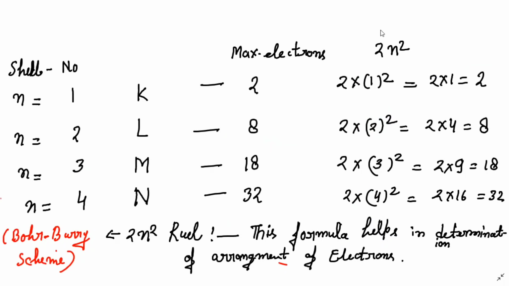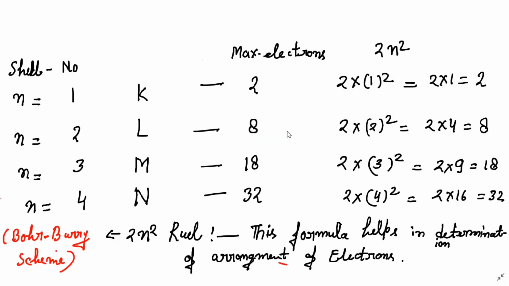n is the principal quantum number, or we can say energy levels, shells, orbits. If we want to calculate for the K shell, the first shell, in place of n we write the shell number, which is 1. 1 square is 1, and 2 into 1 is 2. So for this it is 2.